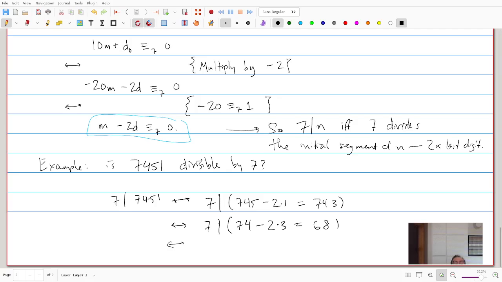I guess I could do it one more time if I want. Maybe at this point I could stop because I can see that 7 does not divide 68. But I could do it one more time. I could say this is 6 minus 2 times 8, which is negative. That's okay. It's like 6 minus 16, negative 10. All right, negative 10 is for sure not divisible by 7. So, no.